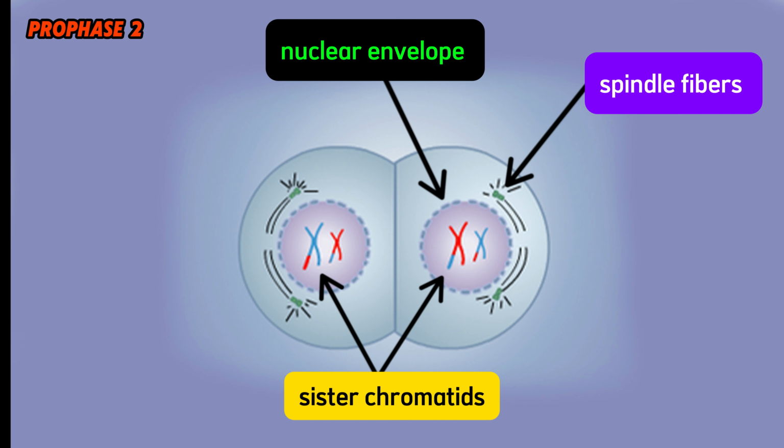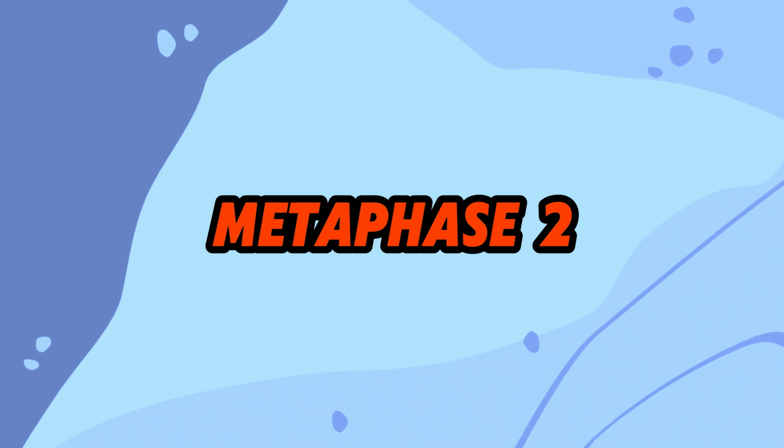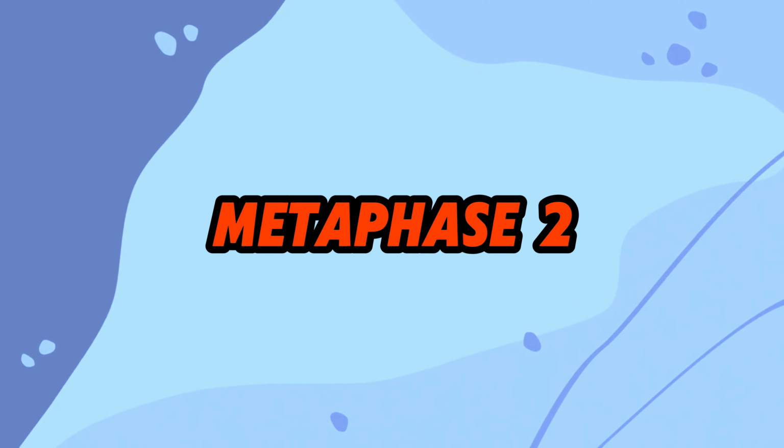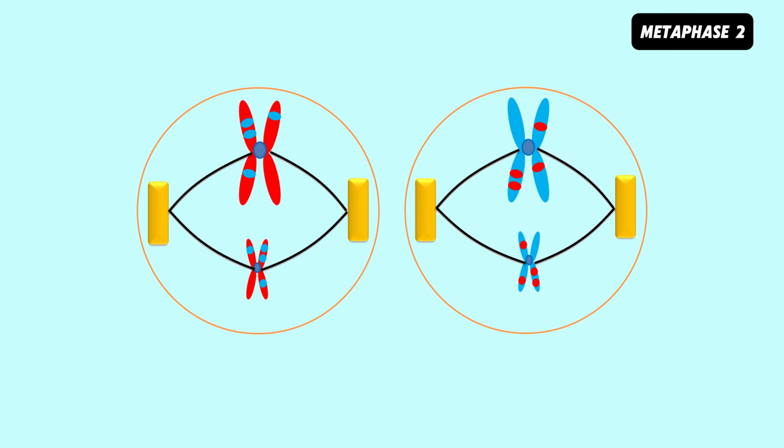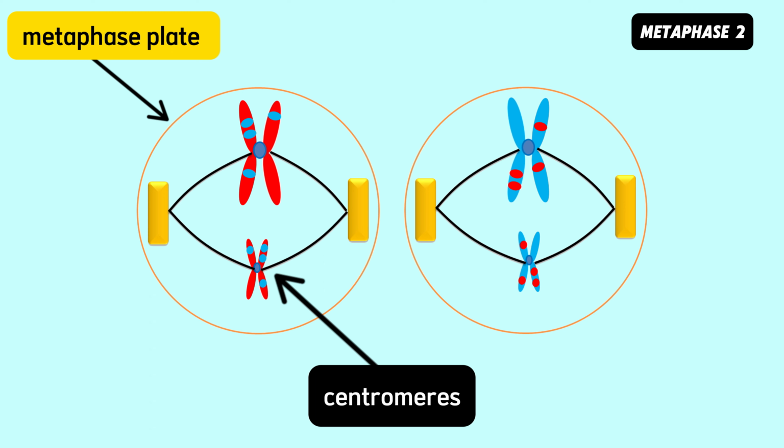Now, we come to the second phase of meiosis 2, which is metaphase 2. You can call it lining up for the final split. During metaphase 2, the chromosomes align along the metaphase plate, much like they do in mitosis. This stage sets up each chromatid for separation, with spindle fibers attached at the centromeres.